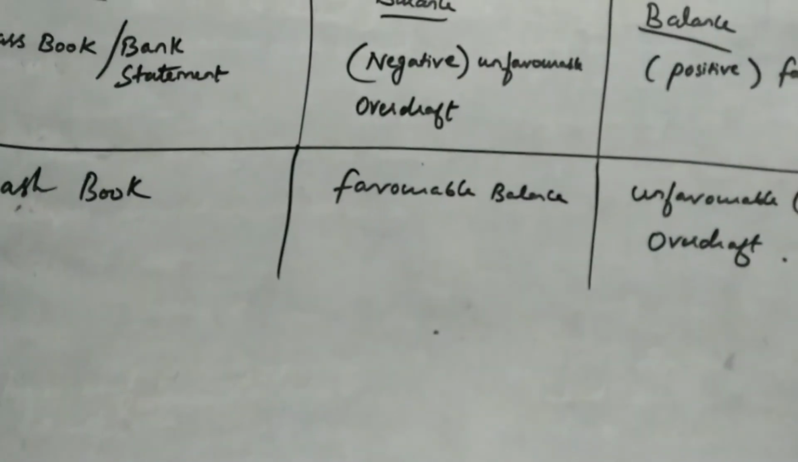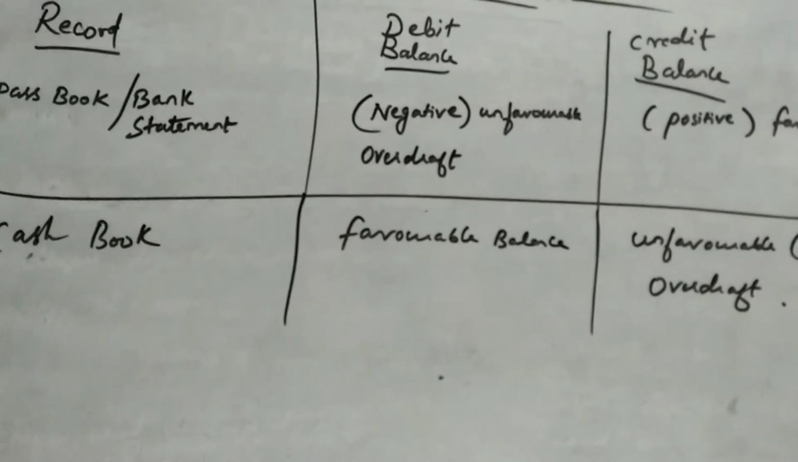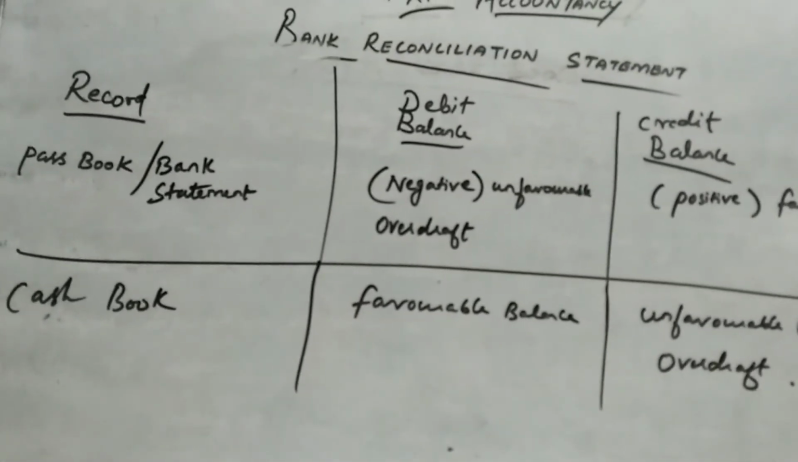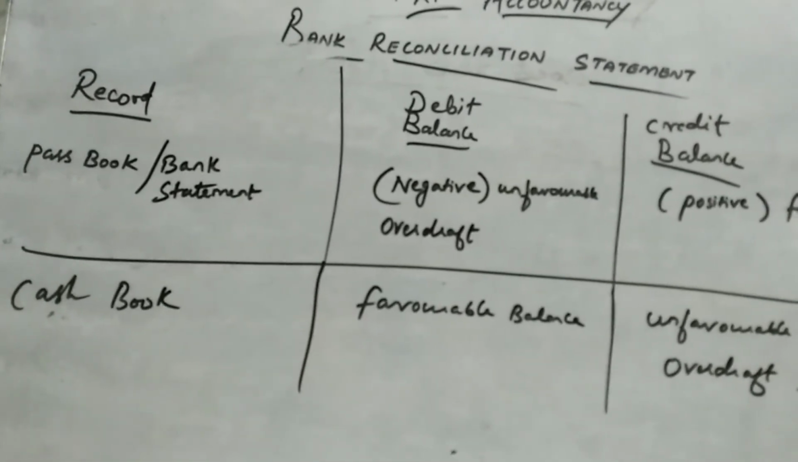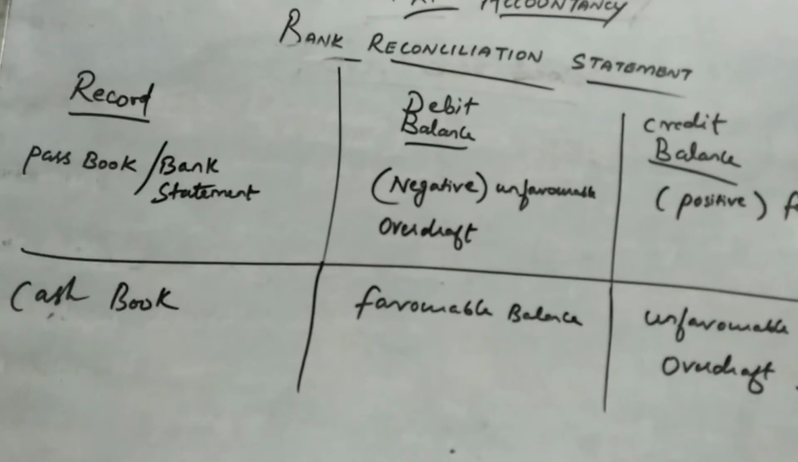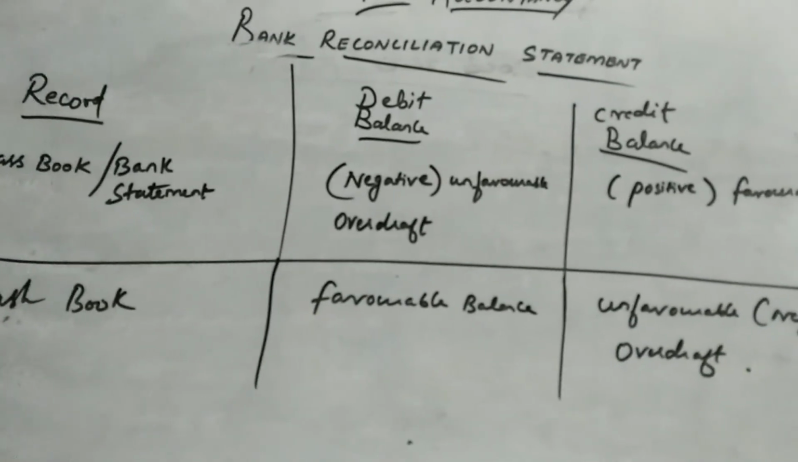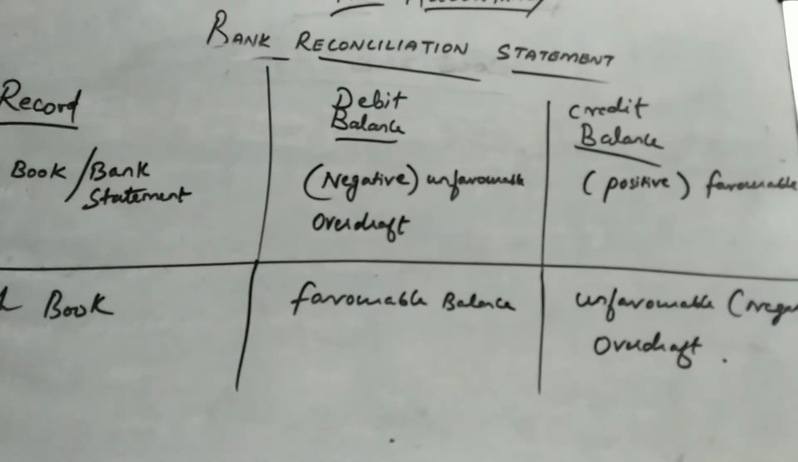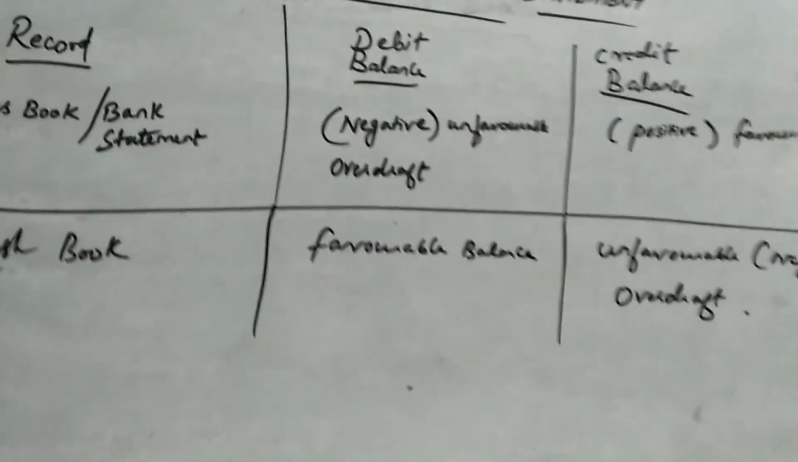Coming back to your cash book, cash always has a debit balance. Whereas bank may have a debit or a credit balance. If your cash book has a debit balance, it is a favorable balance. If it has a credit balance, it is an unfavorable or an overdraft balance. It's just the opposite.